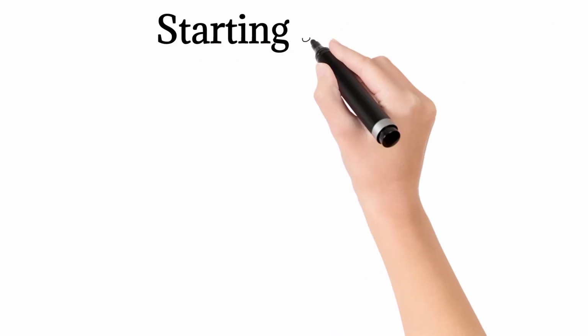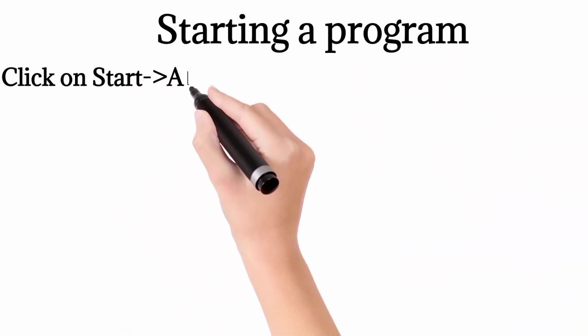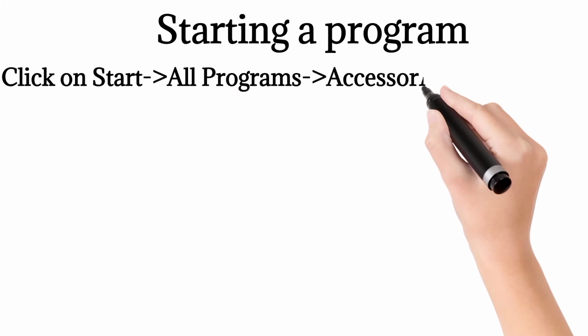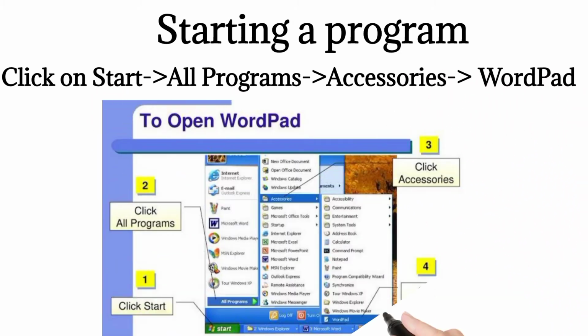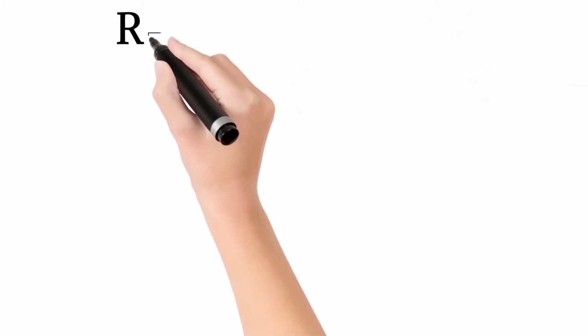Jo niche aapko arrow karke dikh raha hai. Starting a program, to click on start, all programs, accessories and wordpad. Aise hi aap dusre program bhi on kar sakte ho.